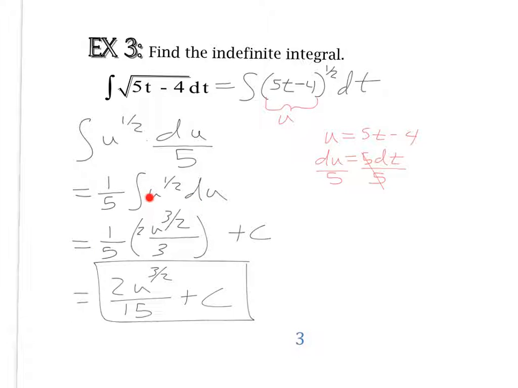So we have 1/5, and when we integrate 1/2, it becomes 3/2. And instead of dividing by 3/2, I multiplied by 2/3 plus some constant, and 3 times 5 turns into a 15 in the denominator. There we go. Let's go to the next page.